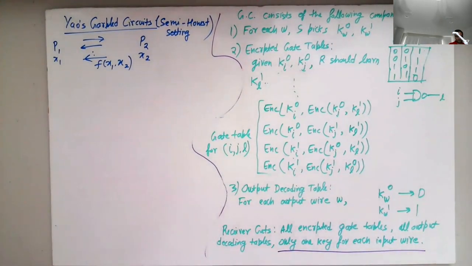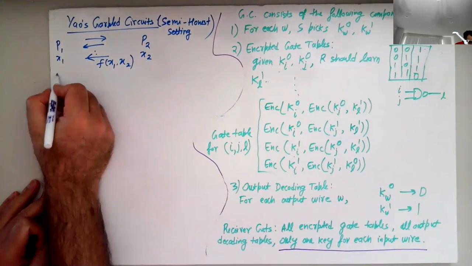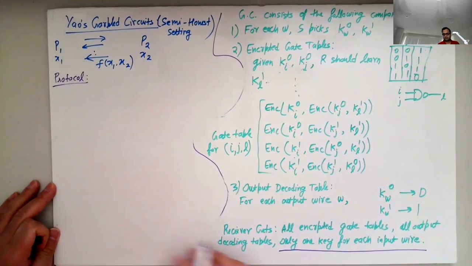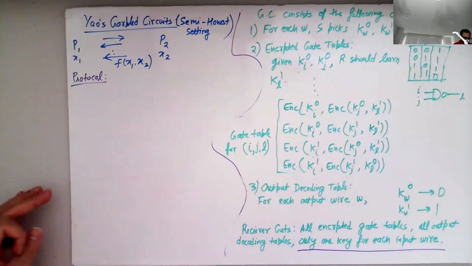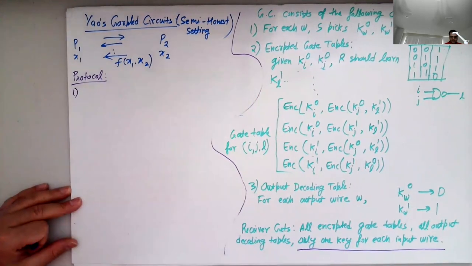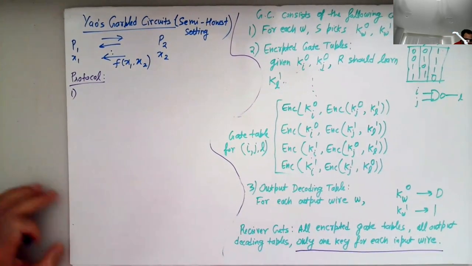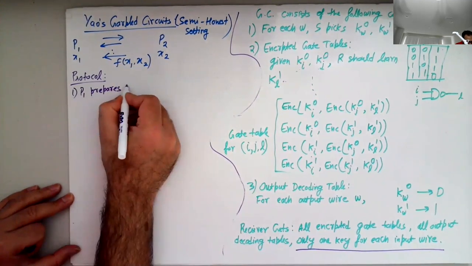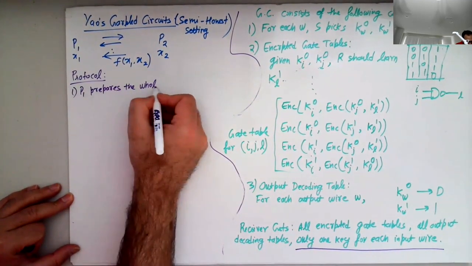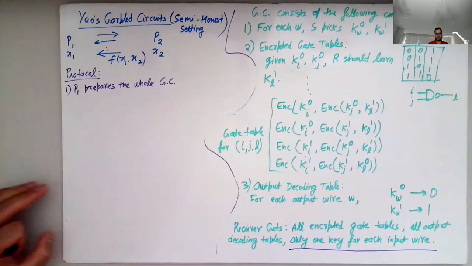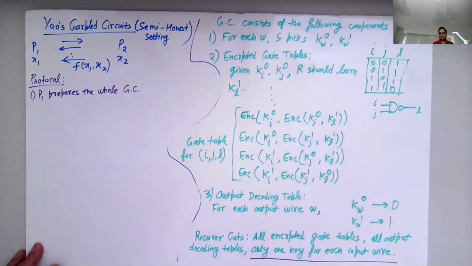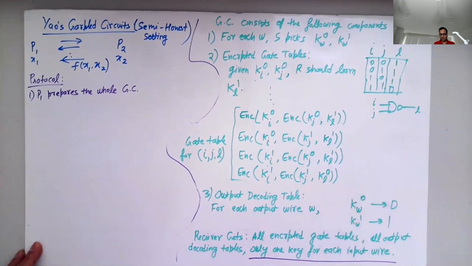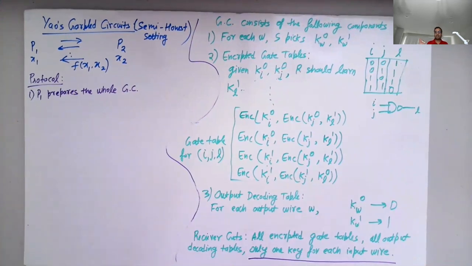So now let me describe to you the whole protocol for two-party computation using garbled circuits. As the first step, P1 prepares the whole garbled circuit. What do I mean by whole garbled circuit? P1 picks all the wire keys, two keys for each wire. P1 prepares the encrypted gate table. P1 prepares the output decoding table. P1 is not sending anything to P2 yet.